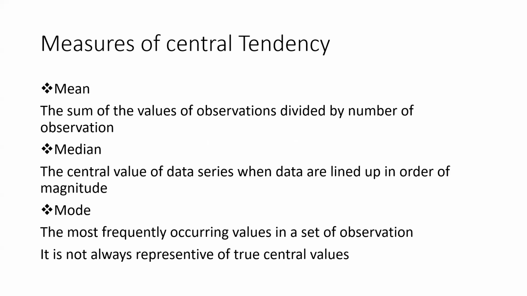Now the measures of central tendency. Mean is the sum of the values of observations divided by the number of observations. Median is the central value of a data series when data are lined up in order of magnitude. Mode is the most frequently occurring value in a set of observations. It is not always representative of the true central value.